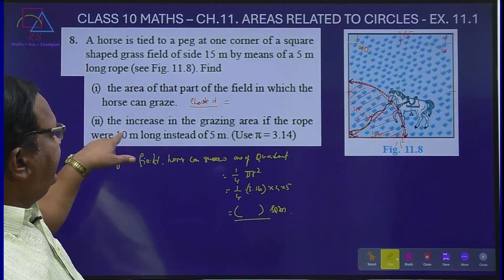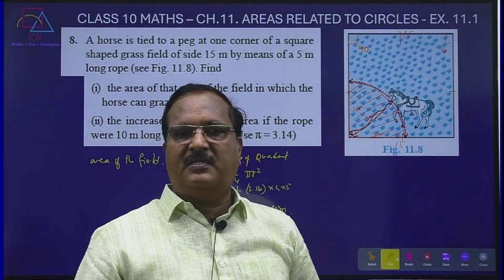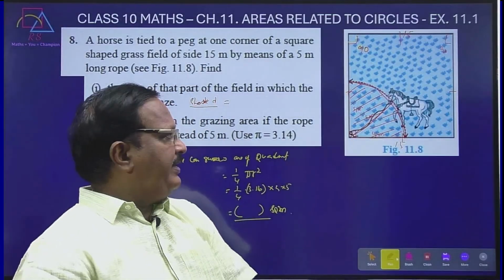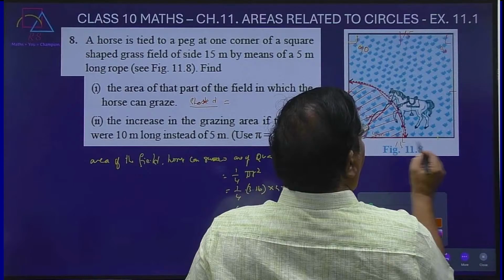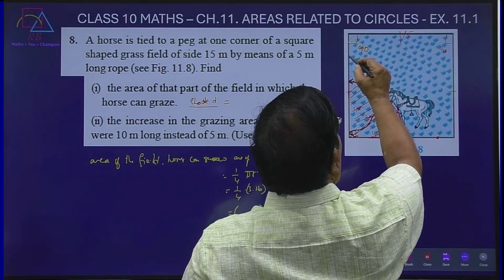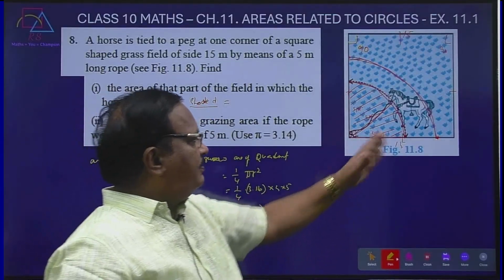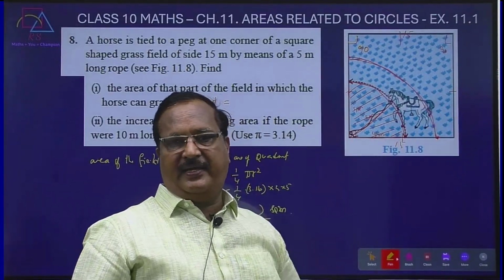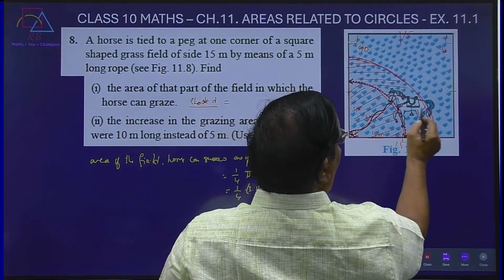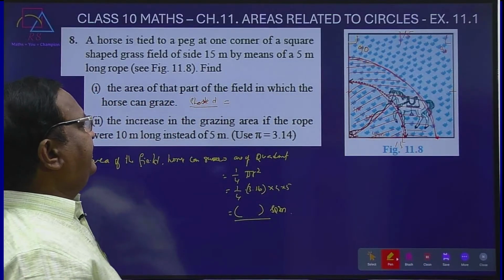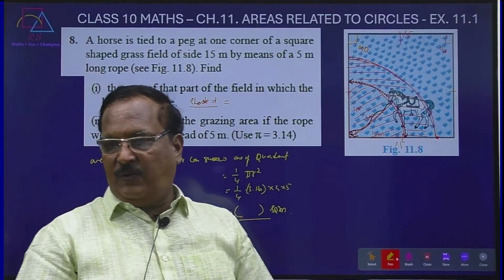Second question, the increase in the grazing area if the rope is 10 meters long. Now it is 5 meters, so the horse can go only up to this much. Now if we make it 10 meters, it can come up to here. Right. If we increase the length of the rope, the horse can go that much further. Okay. So now how much is the increase, I will give you this one. We have to find out the horizontal shading. The increase in the grass, that means this horizontal shading you have to find out. So how will you get it?